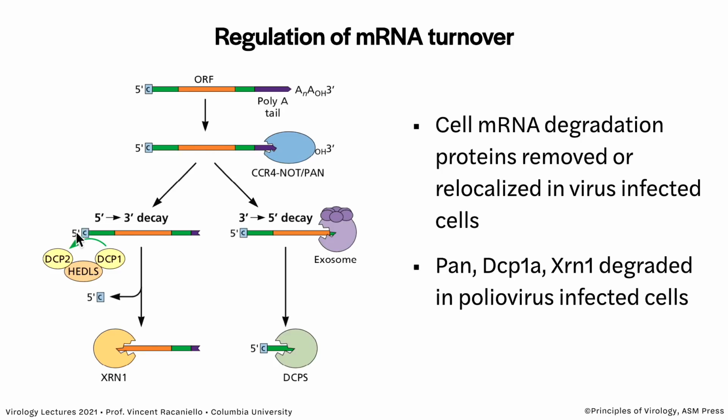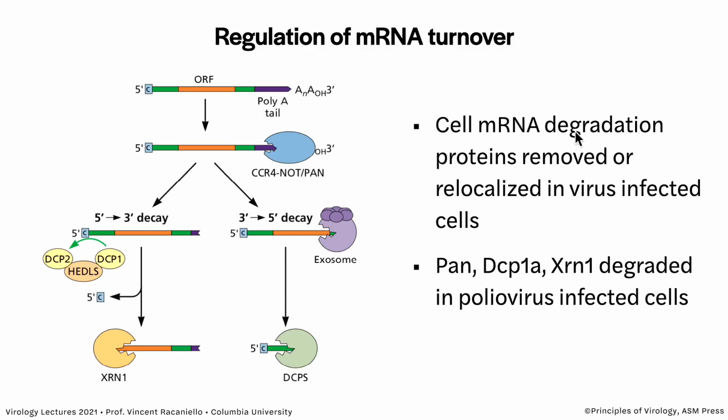The way this works is first the cap is removed. And once the cap is off, then this RNA is recognized as defective, and XRN1, that same exonuclease, comes in and chews it up. So these are mechanisms that regulate cellular messages, and of course, they will destroy viral messages, so we have to get rid of them.